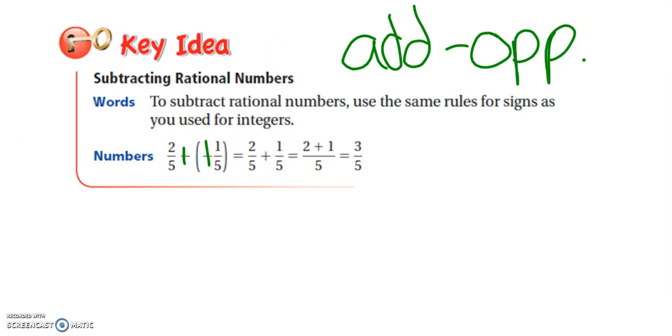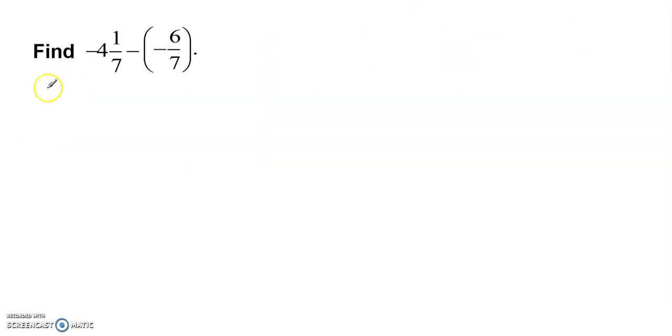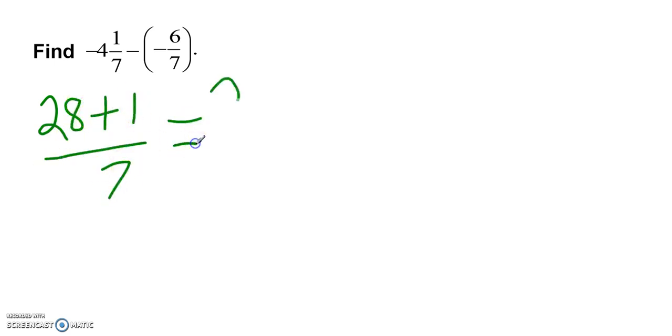Okay, moving on. They want us to find this, and I'm going to make this into an improper fraction just because I feel like it's going to be easier to work with. So 4 times 7 is 28 plus 1 over 7. That equals 29 over 7. And we can't forget about the negative that is right here, so I'm going to put that right here. Then I'm going to write the rest of the problem as it's shown.